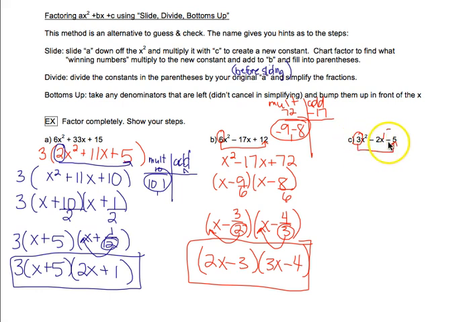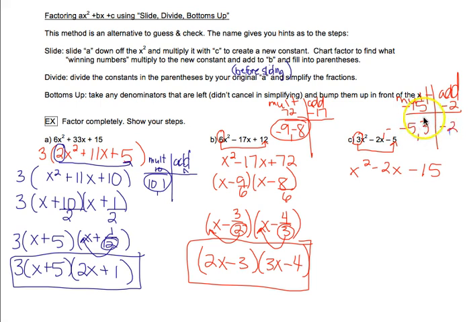So multiply the 3 times the -5 for my slide, x squared minus 2x minus 15. Then I'm going to chart factor it, so we're looking for what multiplies to -15 and adds to -2. So that would be -5 with +3, because those do multiply to -15 and they add to -2. So x minus 5 times x plus 3 is the end of my slide step.